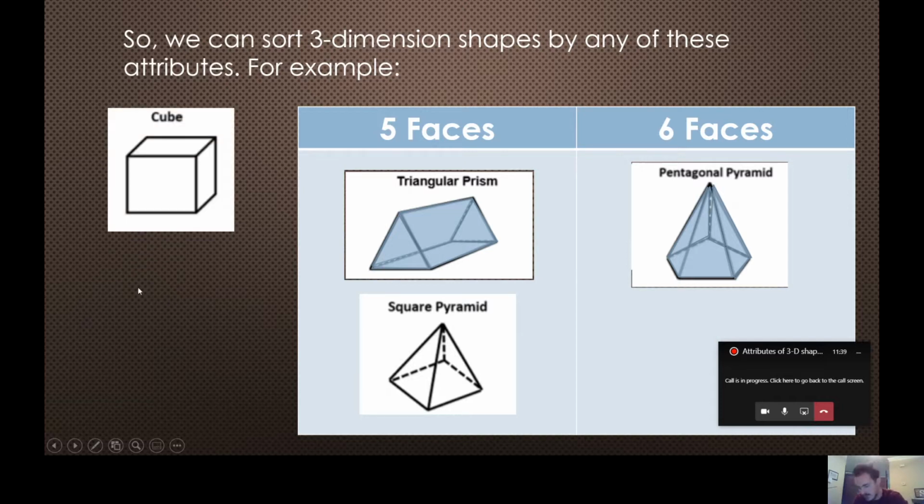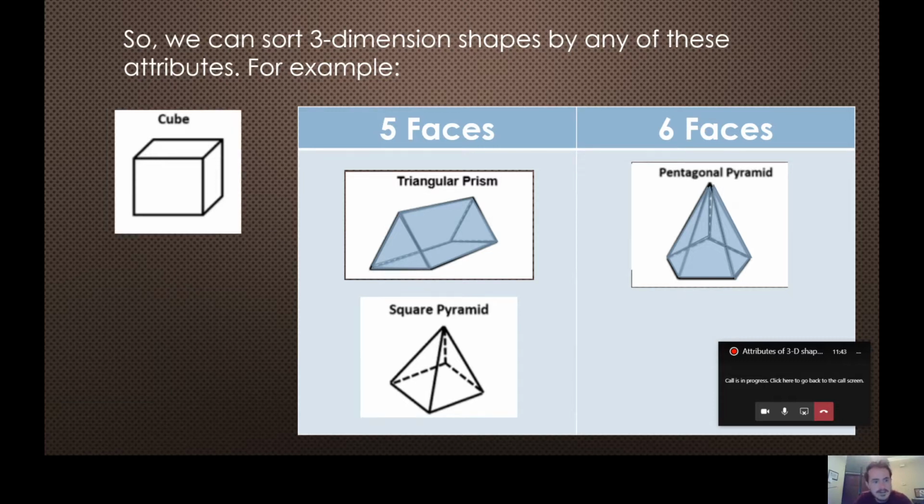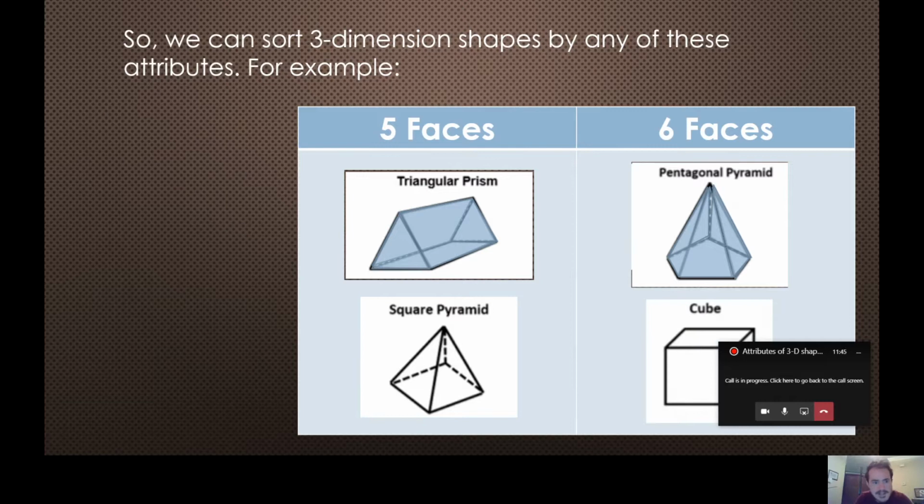Last one would be a cube. Oh, we just did this one. How many faces does a cube have? 6 faces. All right. So I just sorted my three-dimensional shapes using the number of faces. I put them into 2 categories, 5 faces or 6 faces.